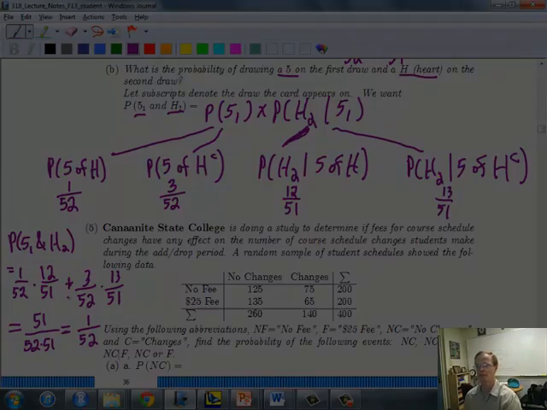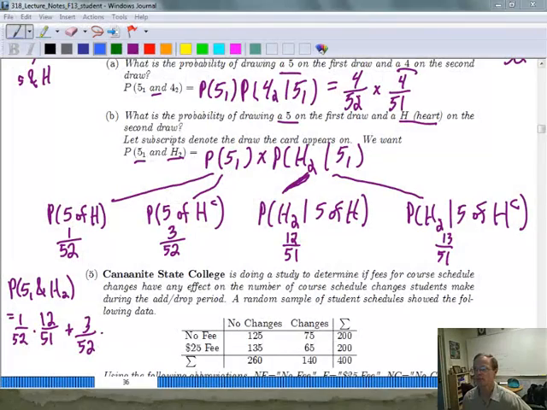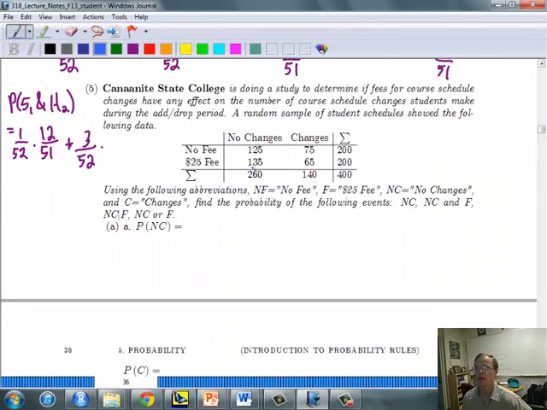And that concludes the basic examples. Okay, let's move to the last example. Canaanite State College is doing a study to determine if putting a fee on course schedule changes has an effect on the number of changes students make. Fancy that. 400 total students in the study, and this is based upon something Biola did a number of years ago. All right, we have a two-way table here, or a contingency table. And so the probabilities from these tables are relatively straightforward, but I want to go through it.